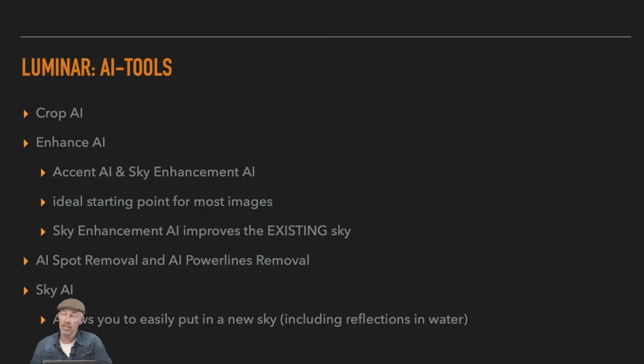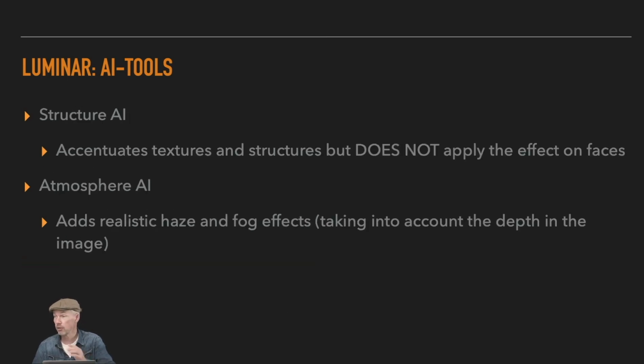For example, the one in Luminar also, if there's a water surface, will reflect the sky in the water, which is something that Photoshop sky replacement doesn't do. Another new feature actually is the AI spot removal and AI power lines removal tool, also an interesting one.